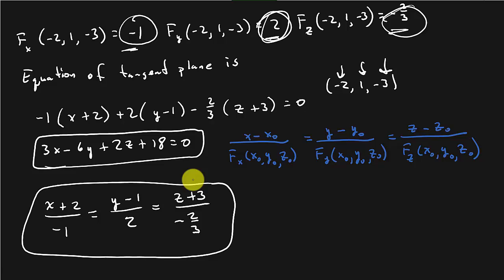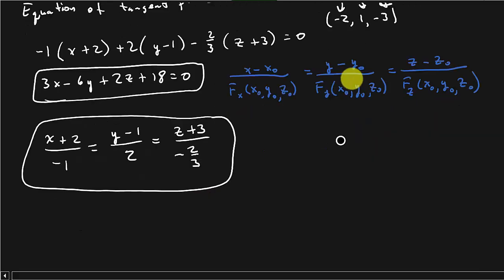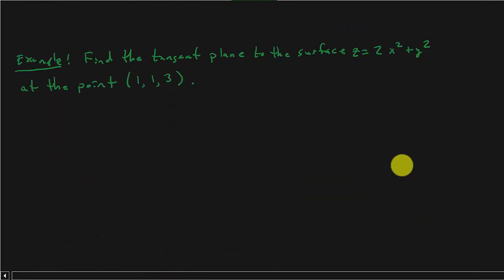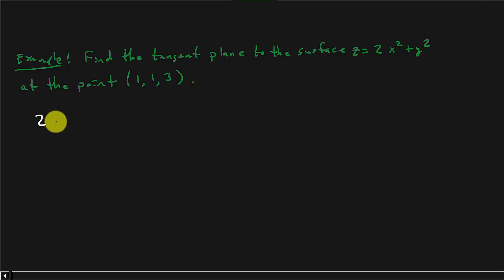So I could probably end the video here. I mean, this example's not really any different, but it says find the tangent plane to the surface z equals 2x squared plus y squared at the point 1, 1, 3. So you can see here we can write this as 2x squared plus y squared minus z equals 0. So this is just showing you, get everything on one side, get the z over there, and in this case k is equal to 0.